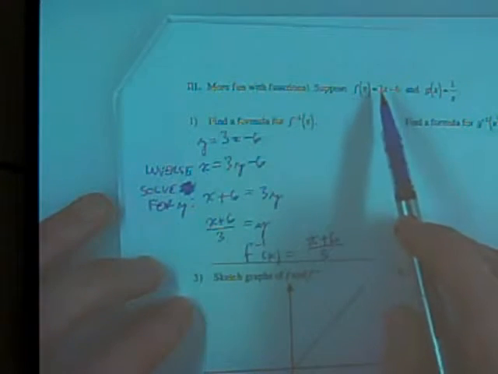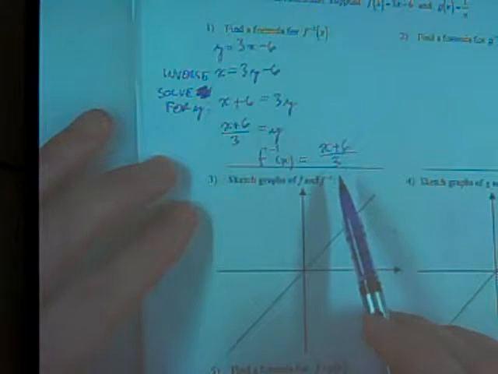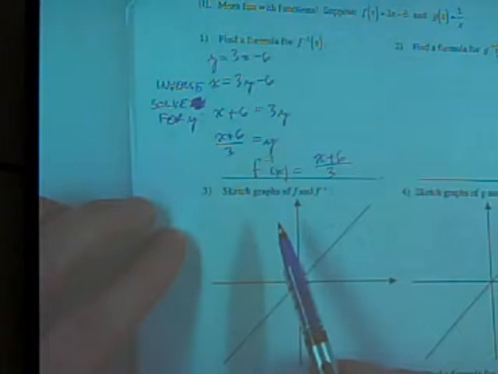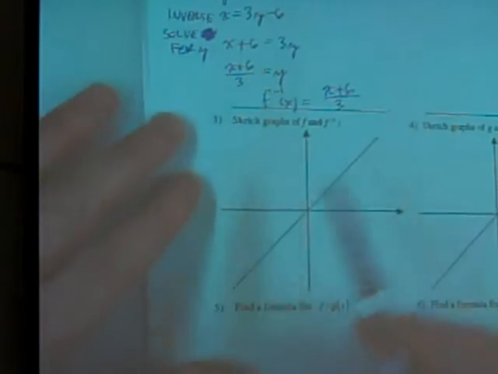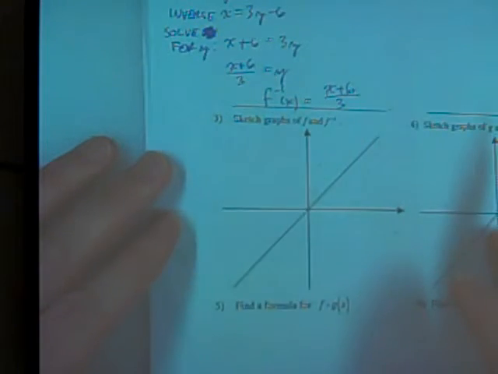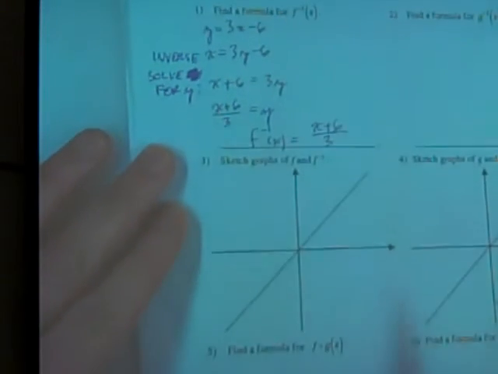So here you multiply it and then subtract. Here you add and then divide. Sometimes it's not that clear to see in the formula, but in this one you can see it pretty well. Okay, now down here it says sketch f and f inverse on the same axes. Okay, f is 3x minus 6.